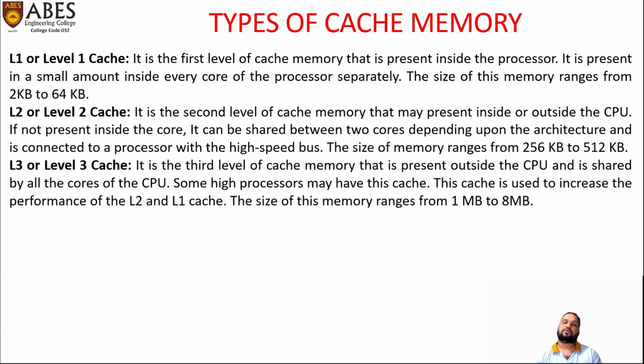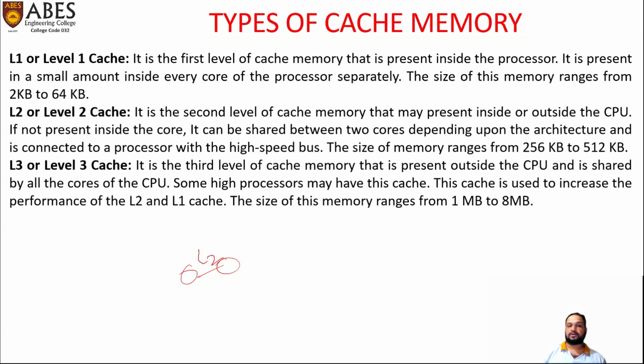L2 or level 2 cache memory is the second level of cache memory, which may or may not reside inside the CPU. It may be there or may not be there, but in most computer organizations, it acts between the two different cores. That's why we are saying that it may or may not be inside the CPU or outside the CPU. It ranges between 256 KB and 512 KB.